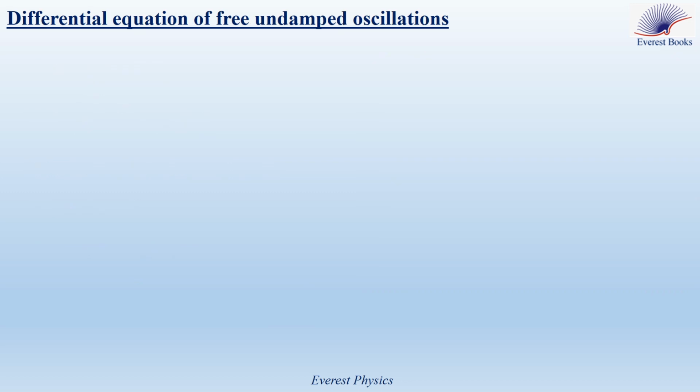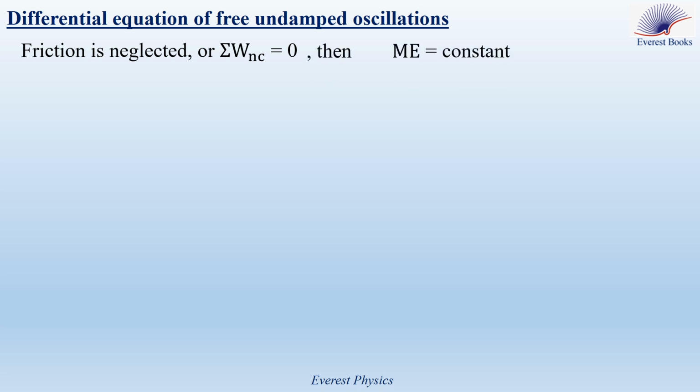Differential equation of free undamped oscillations. Since friction is neglected, or the sum of the works done by the non-conservative forces is equal to zero, then the mechanical energy of the system is conserved. But in our problem, the expression of the mechanical energy is equal to 1/2 mL squared theta prime squared minus mgL cosine theta, proved in the previous slide.